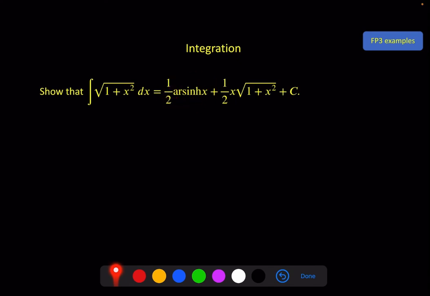If we check that with a bit of logic, we've got the square root of 1 plus x squared. If I put a sinh in here, 1 plus sinh squared is cosh squared. Square root of that will be cosh. And derivative of sinh is cosh, so we'll get cosh squared, which is okay because we can change that into a half plus a half cosh 2u. So yes, it looks like this is going to work if I've sort of previewed the answer in my head. So let's go for it.